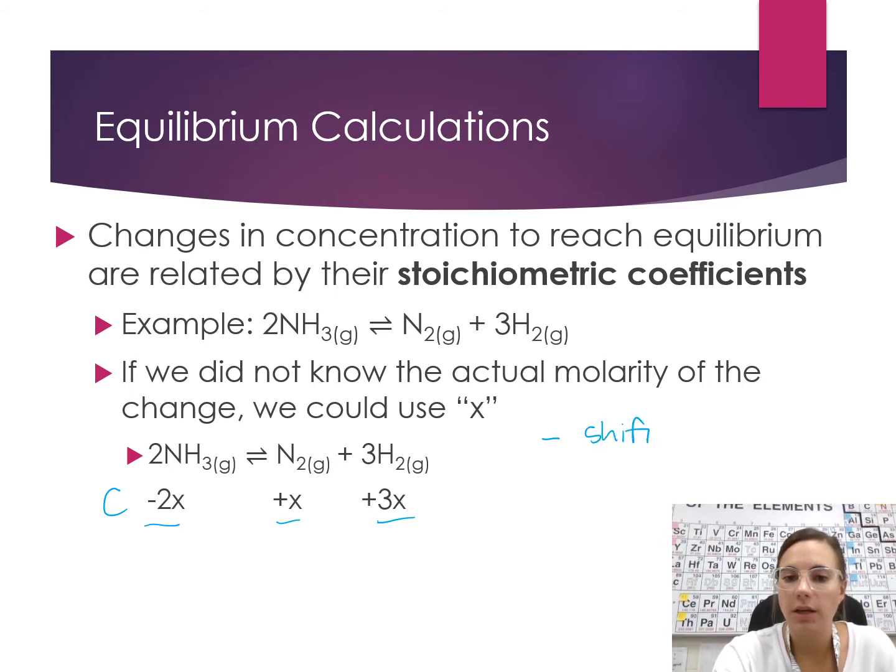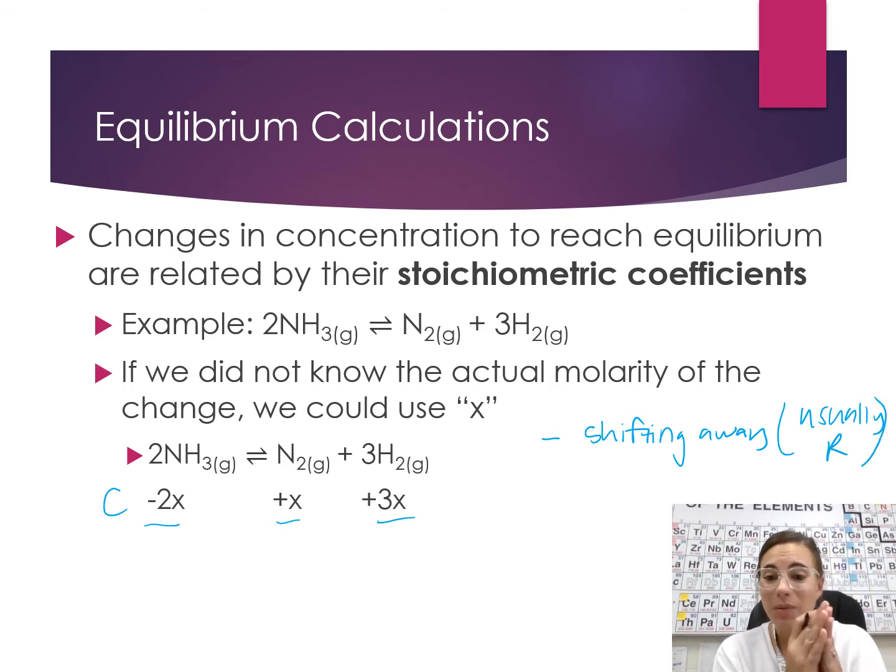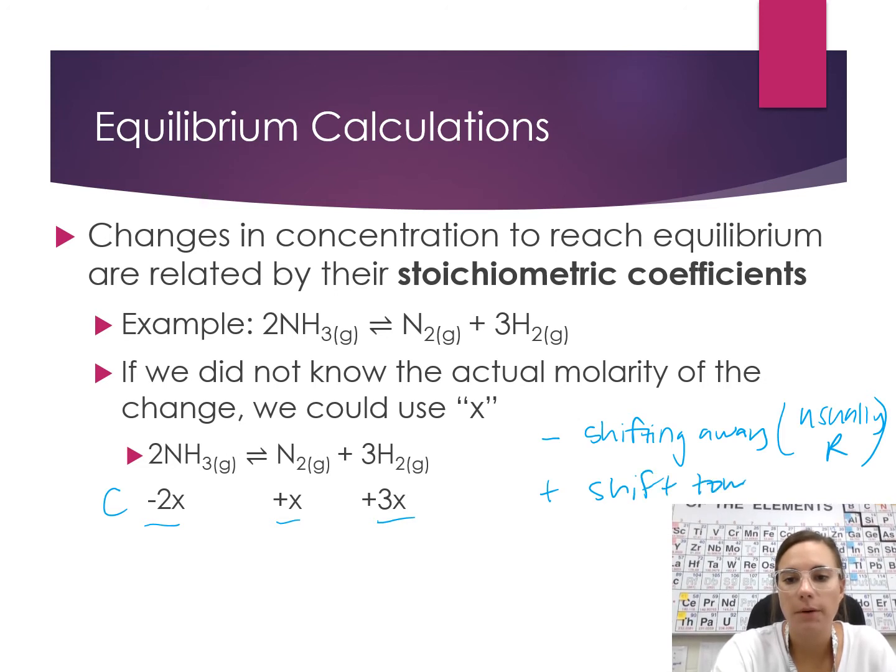So we always use a minus when we're shifting away, which is usually the reactants. Sometimes we may keep a reaction written and then go the reverse direction, and so then the minus would be in what's technically written as the products. However, you can always rewrite a reversible reaction, and so then always it would be minus in the reactants, and then a plus for shifting toward, which is usually our products.